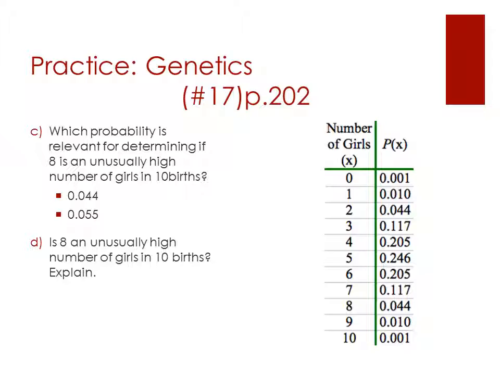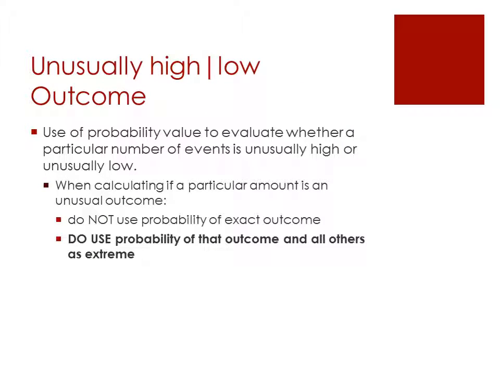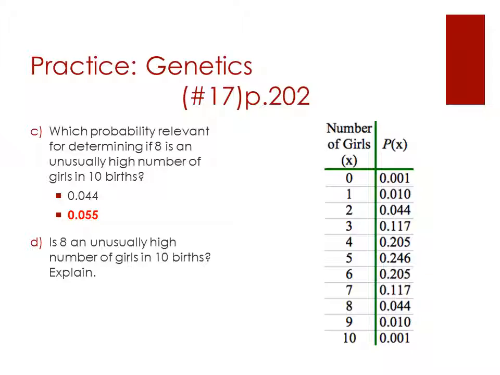So the first question we have here is which probability is relevant for determining if 8 is an unusually high number of girls in 10 births? Should we use our P of exactly 8 at 0.044, or should we use our P of 8 or more at 0.055? Well, if we're calculating an unusually high or an unusually low outcome such as this, we're going to use the probability value that we're looking at as being an unusual outcome. We do not use the probability of the exact outcome. We do use the probability of that outcome and all others as extreme. So when you're being asked this type of question, you're going to want to use 0.055.